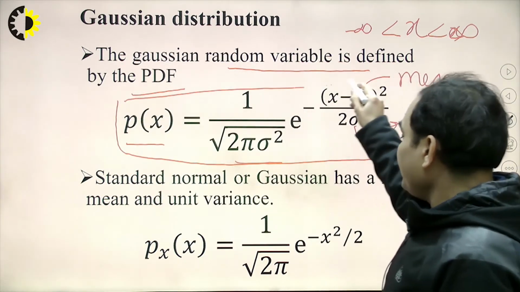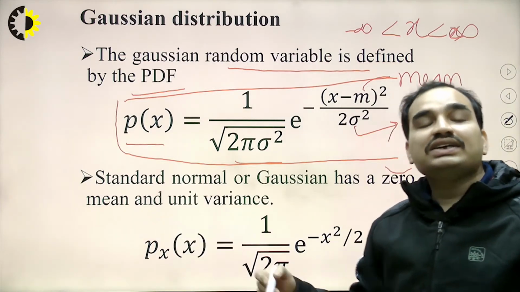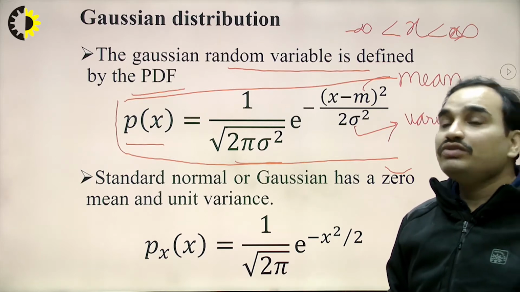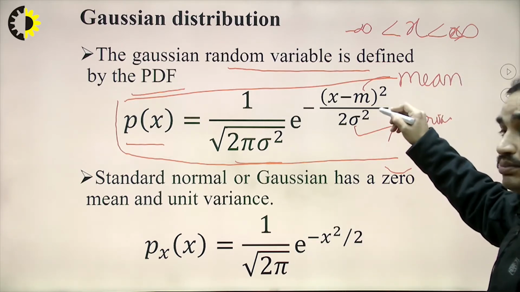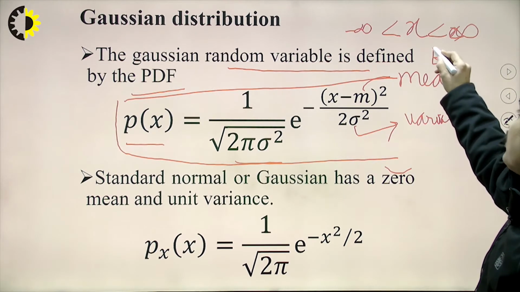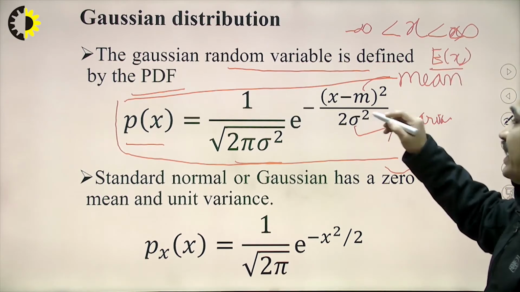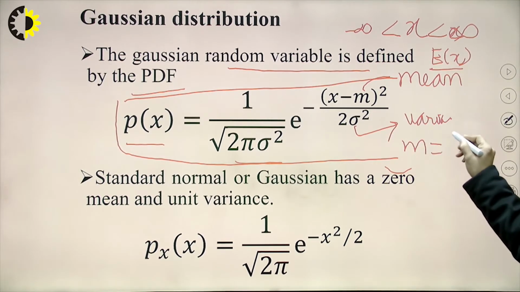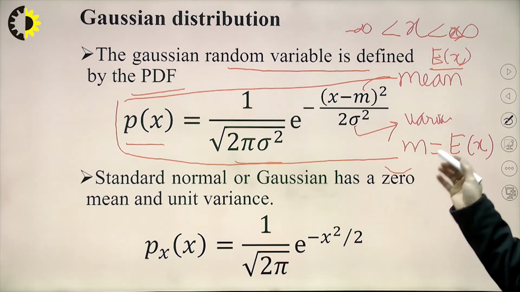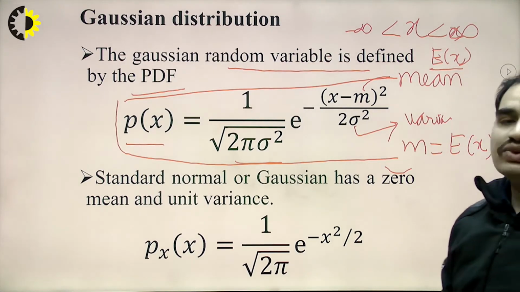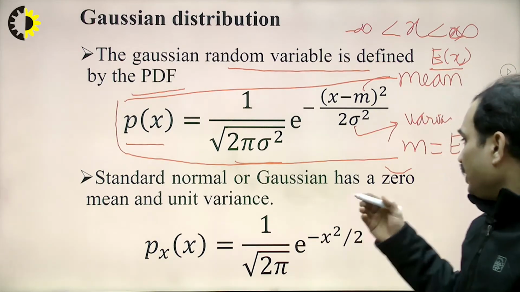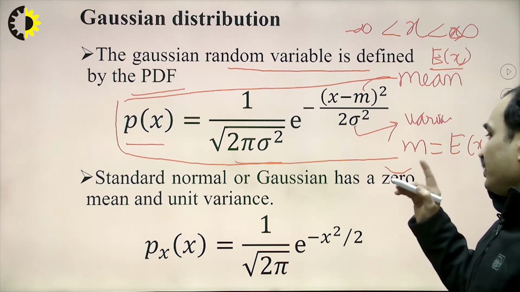Now, we can define the standard Gaussian which has 0 mean and unit variance. So, m is nothing but the mean, which we have already defined as expectation of x. And standard deviation we have already discussed in our previous lecture. You can refer to my previous lectures for the definition of standard deviation. I am not repeating it again in this lecture.